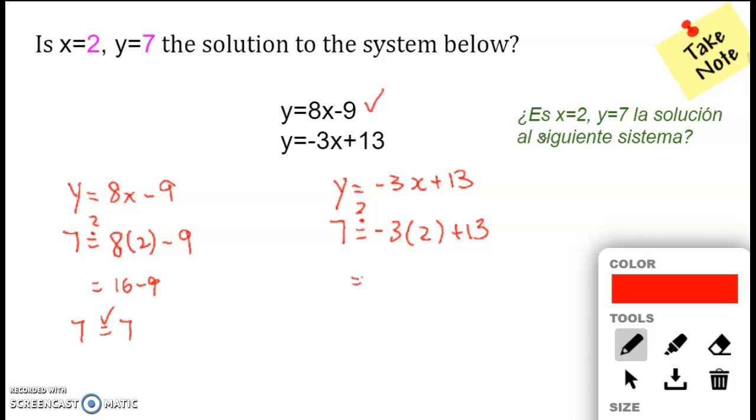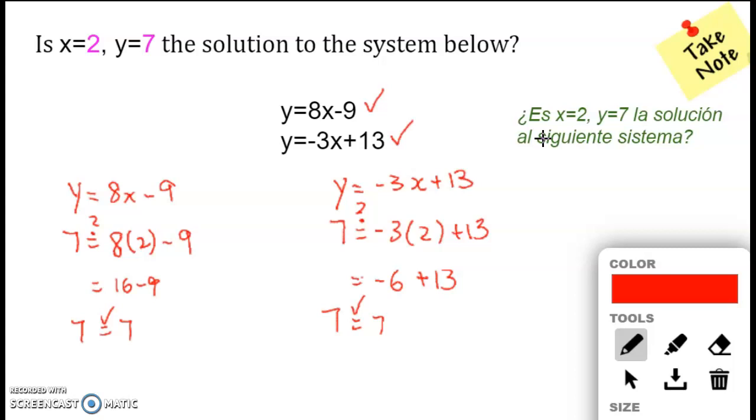Well, the left hand side is already simplified, so we just need to simplify the right hand side. Negative 3 times 2 is negative 6, plus 13 is again 7. So 7 is equal to 7, so that checks out. That means the second equation is satisfied.